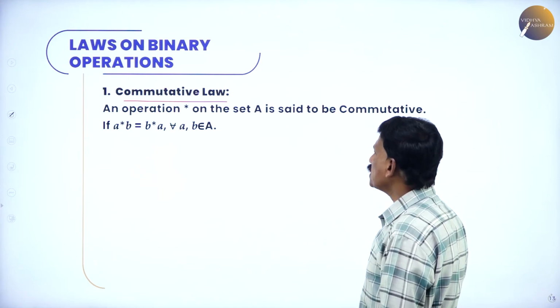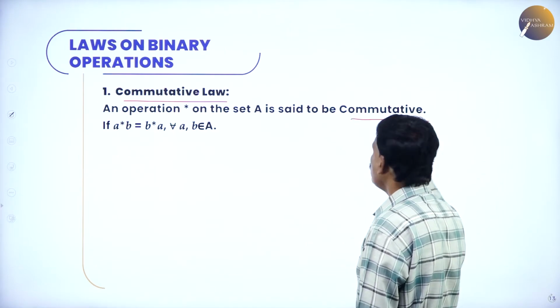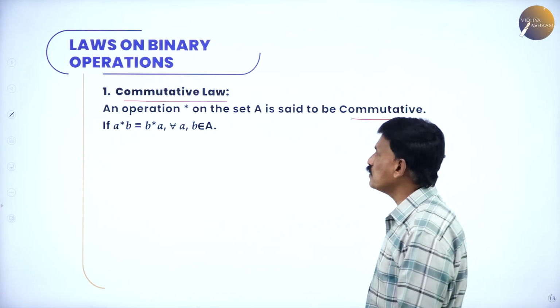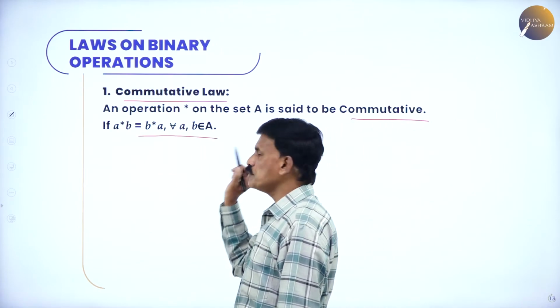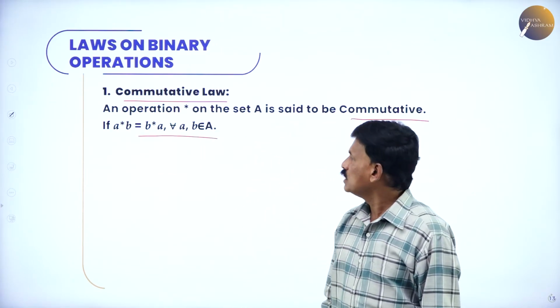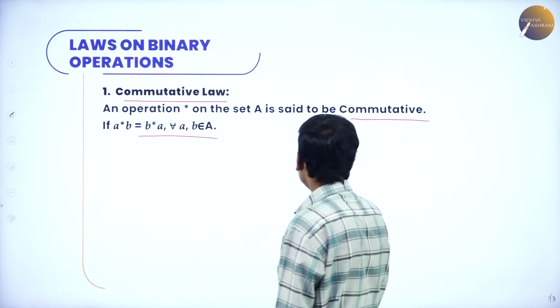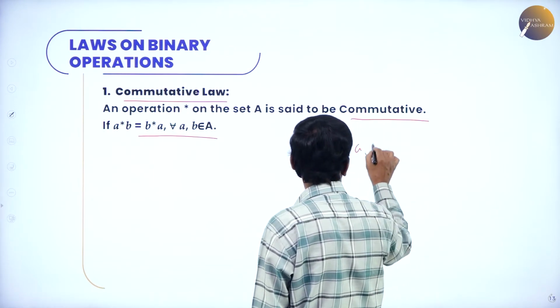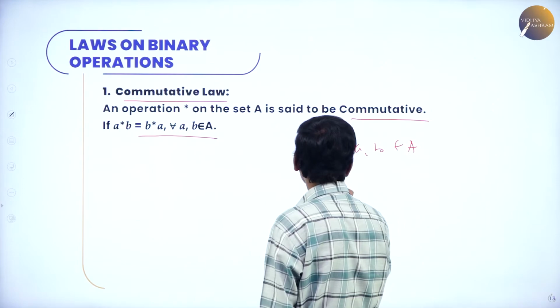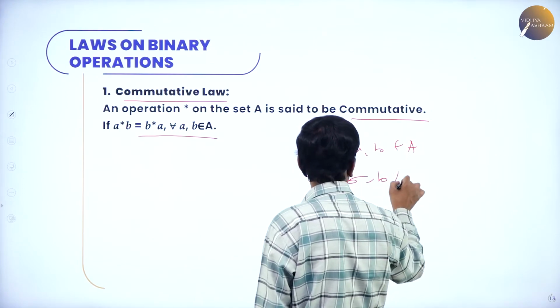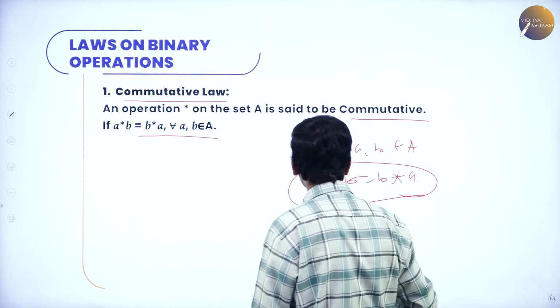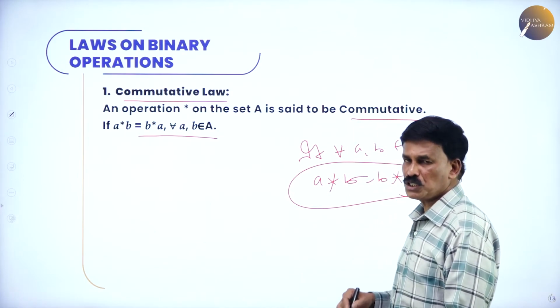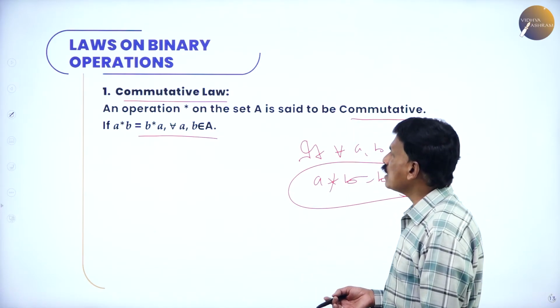An operation star on a set A is said to be commutative if A star B is equal to B star A for all A, B belongs to A. That is, if for all A, B belongs to the set A, A star B is equal to B star A, then star is called commutative. Commutative property holds good.